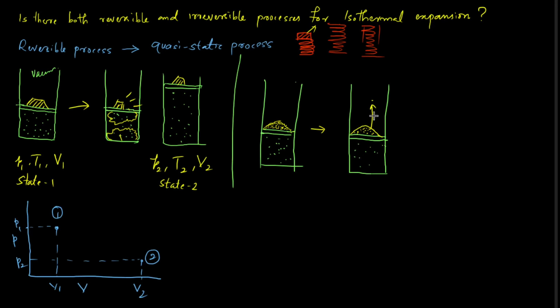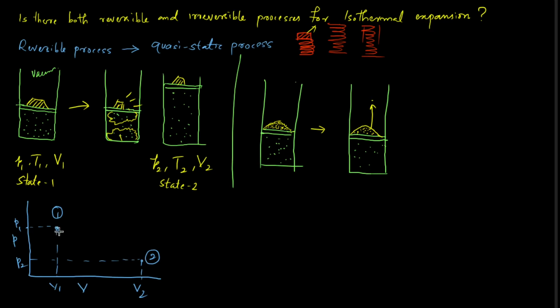So after taking one grain of sand, if we measure the pressure and temperature, we can show that because that system is still in equilibrium, so we can mark that pressure and temperature. Say pressure has slightly reduced, and volume has slightly increased.